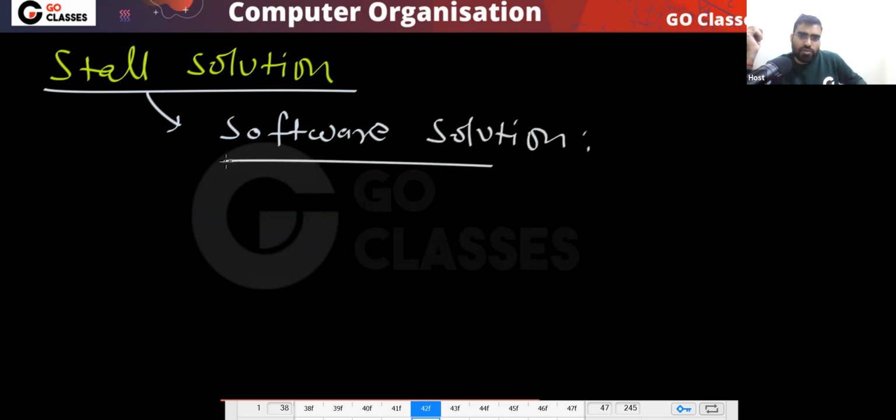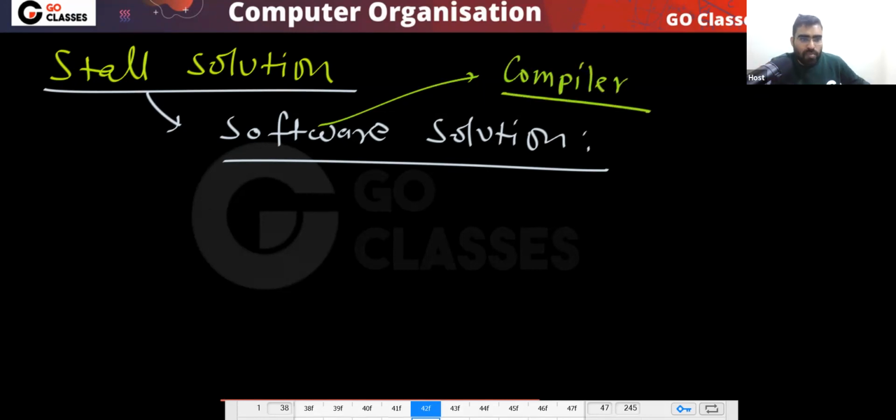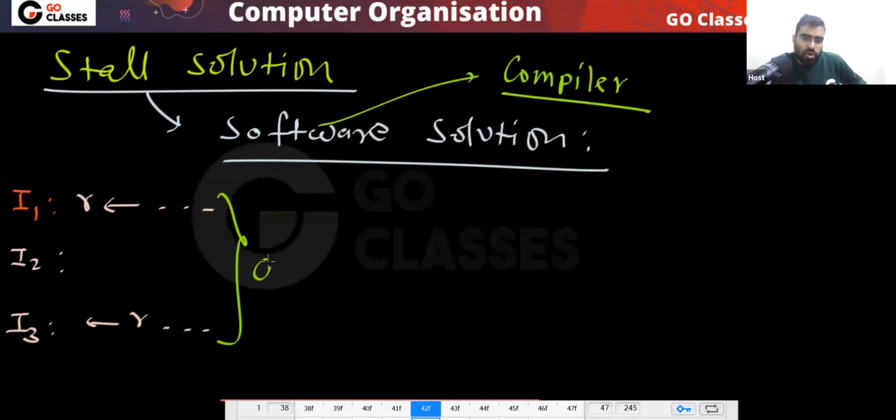So what is the software solution? By software, I want to say compiler. Now your hardware will not do it, but your compiler will. The compiler should be very smart. You don't care about all these things. You are just writing your program, there is I2 and there is I3. This is your code.